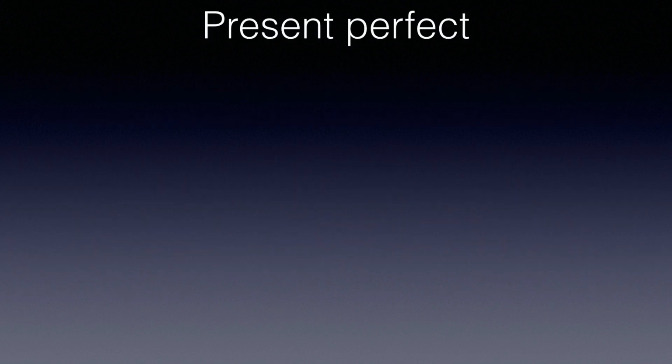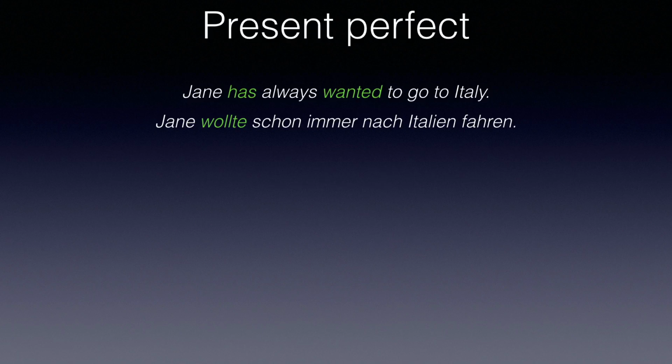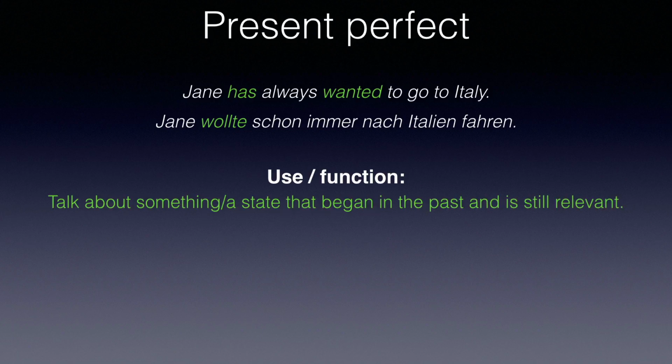Then another example: Jane has always wanted to go to Italy. Jane wollte schon immer nach Italien fahren. So what's the use or function here? We want to talk about something or a state that began in the past and is still relevant. At some point in the past, Jane thought, wow, Italy is quite interesting. Why not go there? And since that point in time, Jane has always wanted to go to Italy.